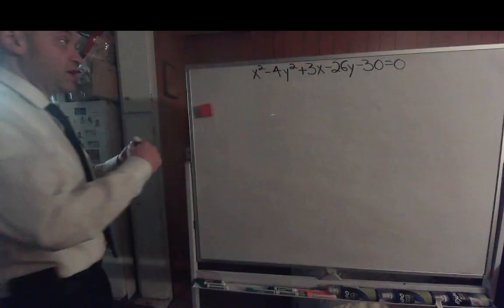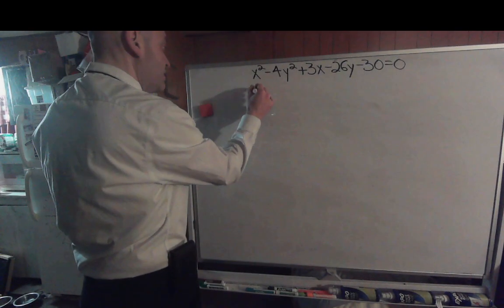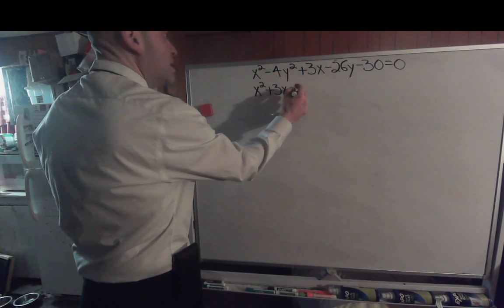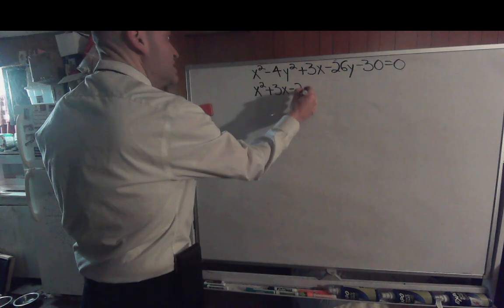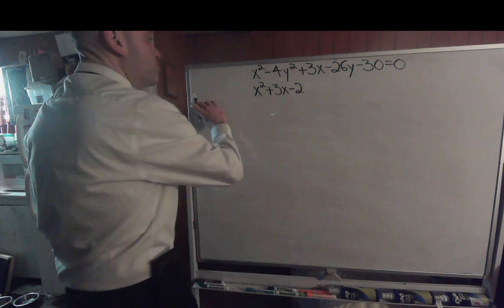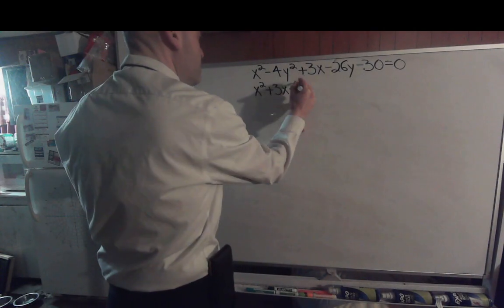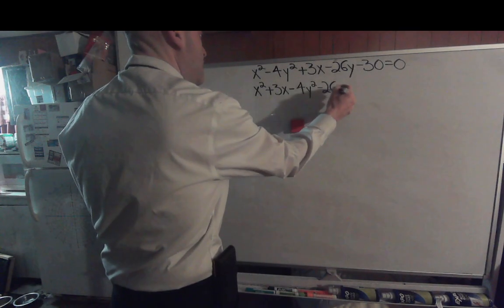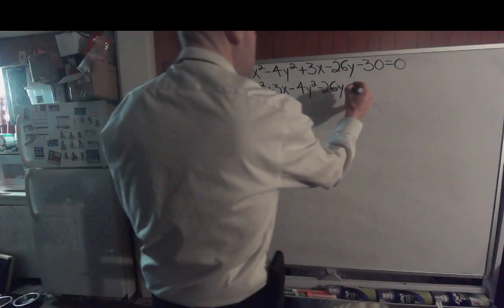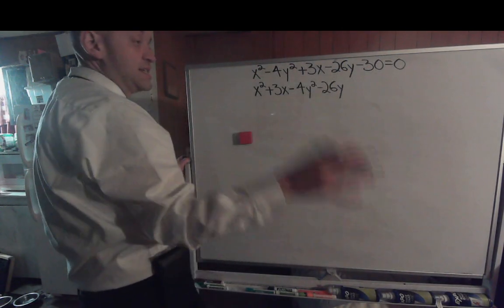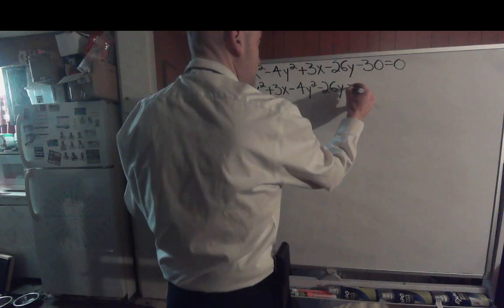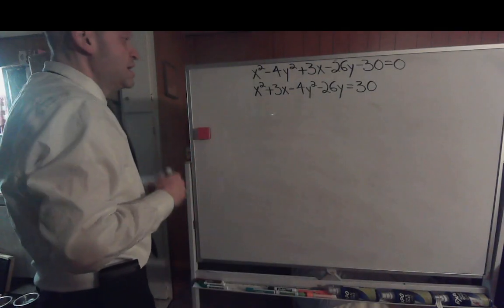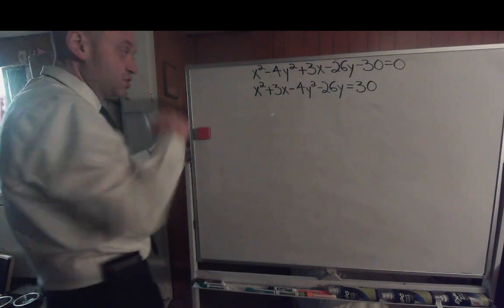Well, get all your variable terms together, so you'll have x squared plus 3x minus 26y, minus 4y squared. We want to do the squared first. Minus 26y. Now that negative 30 needs to go out of the left-hand side, so that would equal positive 30 on the right-hand side. Okay, now we're just going to deal with completing the square.